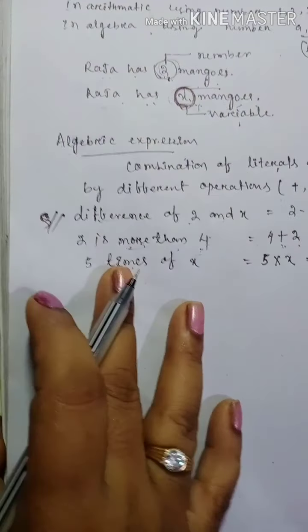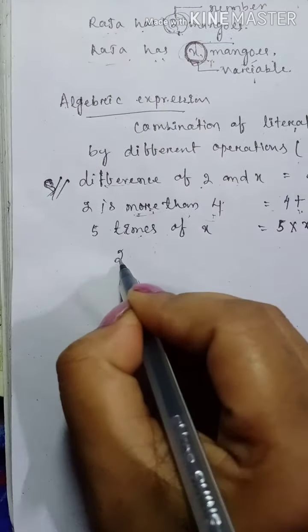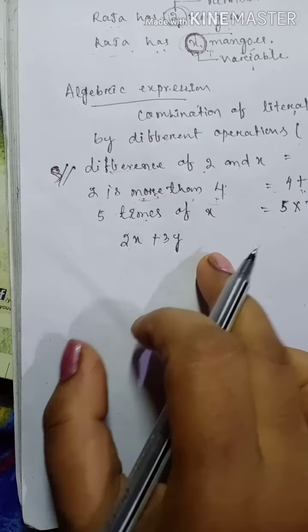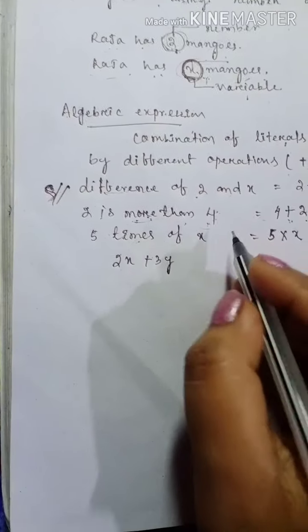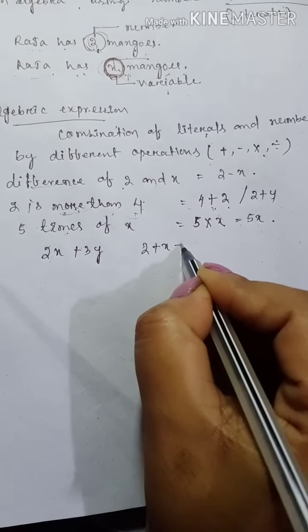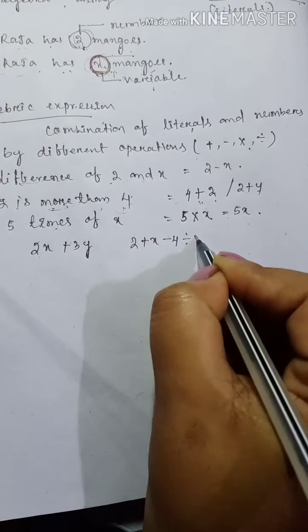These are the things. Some more algebraic expressions I will give. So see, 2x plus 3y. This is also an algebraic expression. Okay, next another, see, 2 plus x minus 4 divided by n.